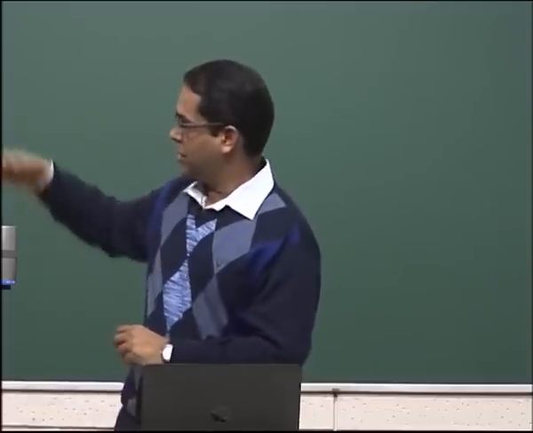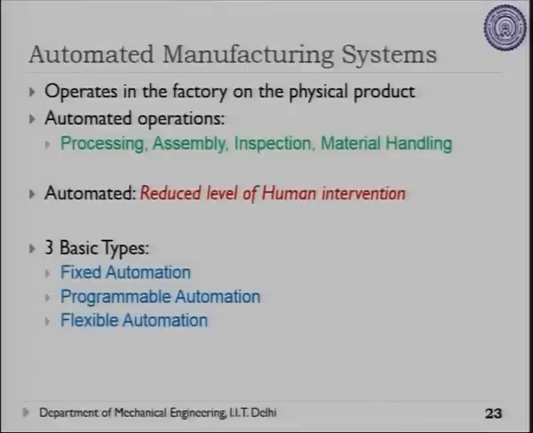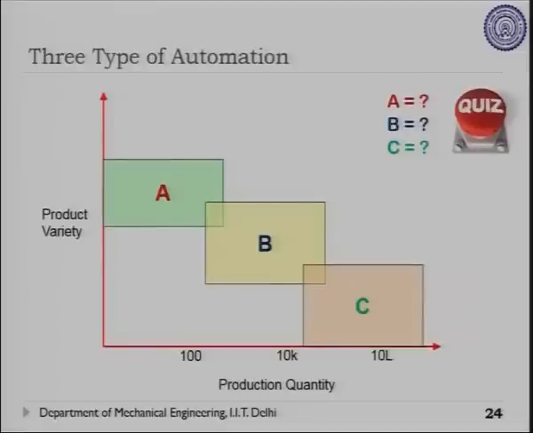Right? I'm sure you have heard these three terms: fixed automation, programmable, and flexible. I'm not going to discuss these things because basic literature you can get from the book, but I want to know from you. So please mark A, B, C, fixed, flexible, and programmable. Which one is A, which one is B, which one is C? Please do that.